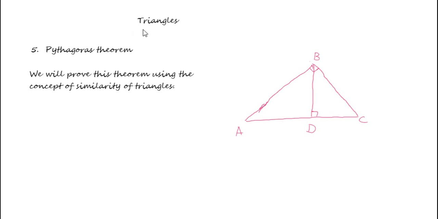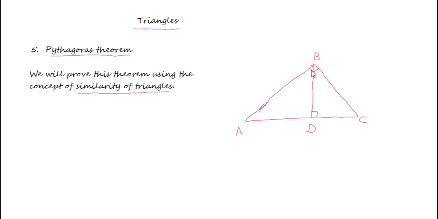This is the fifth and the last module under this chapter, triangles. In this module, we are going to discuss Pythagoras theorem. We know as per Pythagoras theorem, in a right angle triangle, the square of the hypotenuse is equal to the sum of the squares of the other two sides. Now, we will prove this theorem, the Pythagoras theorem, using the concept of similarity of triangles.